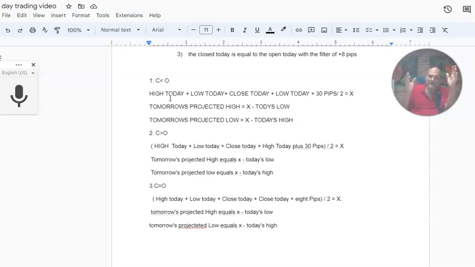So again, we're taking daily data now, and we're shrinking the daily data down, and we're projecting an idea of what could happen tomorrow. Now remember, these are just ideas. This is not written in stone.